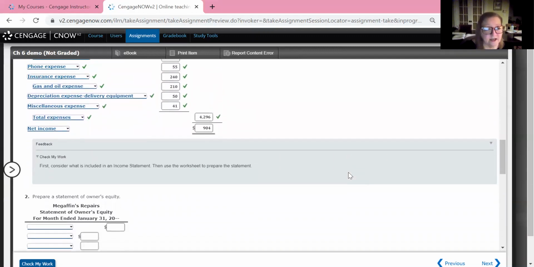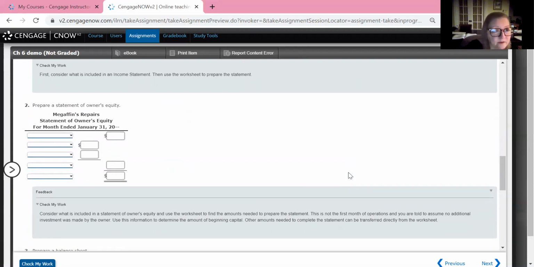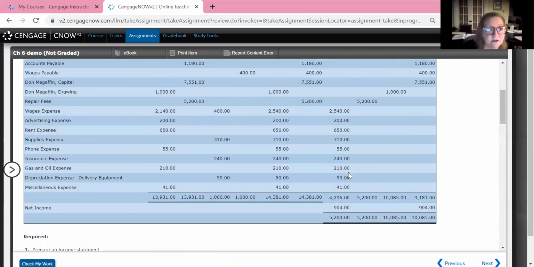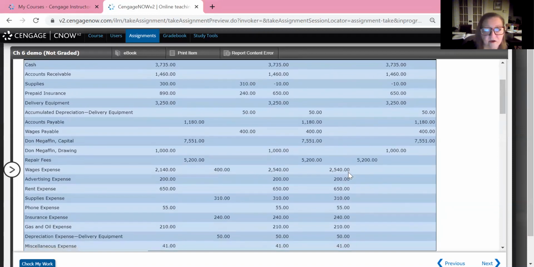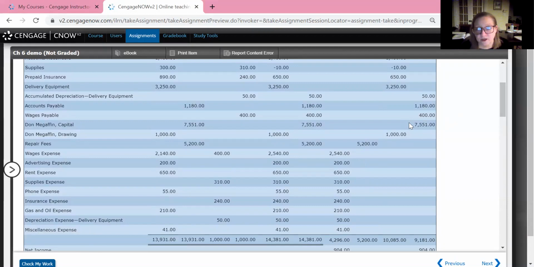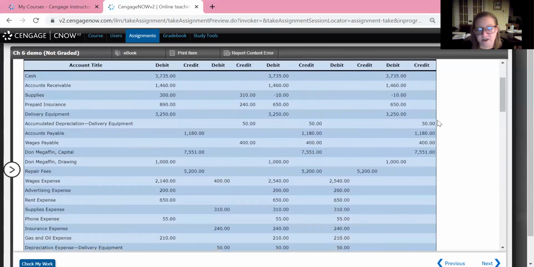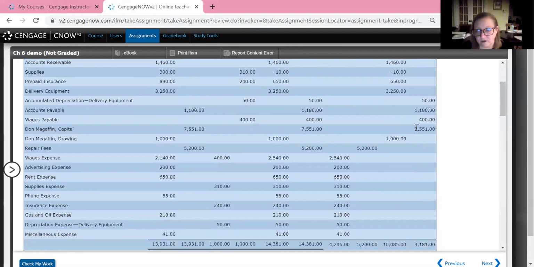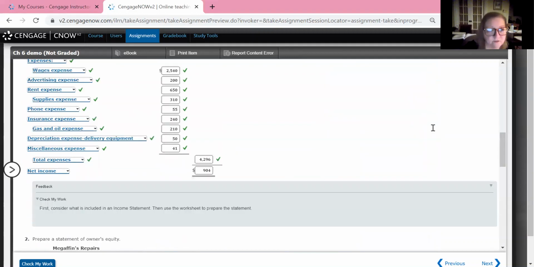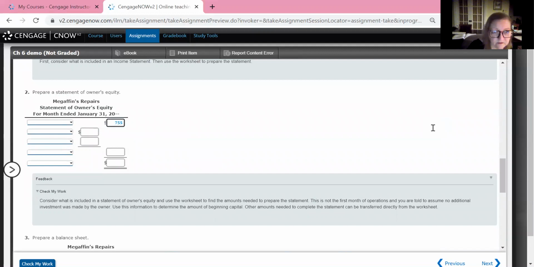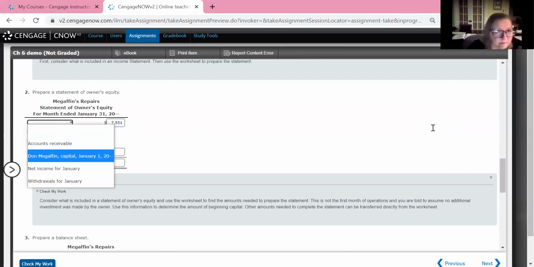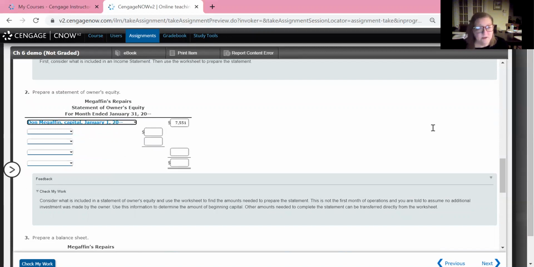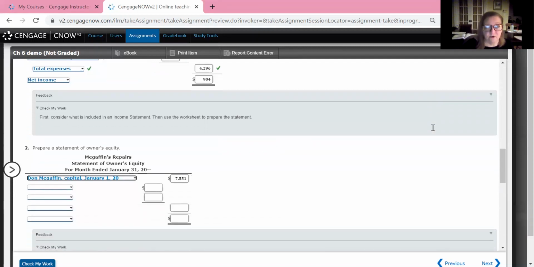Okay. So then I take that 904 and go down to the owner's equity statement with it. Did he start out with some equity? Let's look. Yes. See how he has capital? This is not the first year of operations. He has capital on his balance sheet. He had beginning capital of 7,551 right here. That's what I'm going to use for my beginning capital. So the beginning one comes from the trial balance, and the ending one is going to be from your calculations.